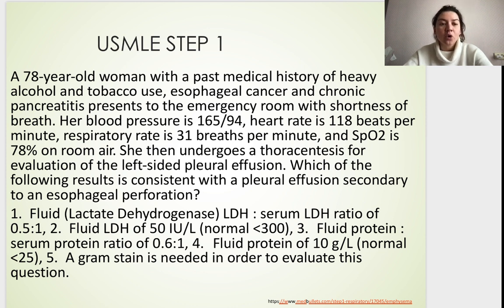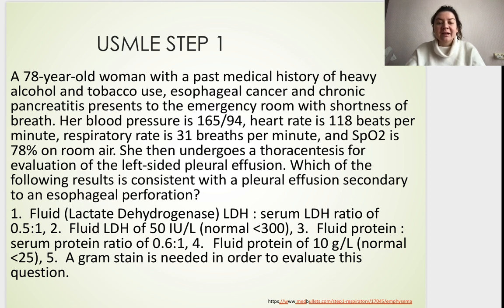A 78-year-old woman with a past medical history of heavy alcohol and tobacco use, esophageal cancer and chronic pancreatitis presents to the emergency room with shortness of breath. Her blood pressure is 165/94, heart rate is 118 beats per minute, respiratory rate 31, saturation 78 on room air. She then undergoes a thoracocentesis for evaluation of the left-sided pleural effusion. Which of the following results is consistent with pleural effusion secondary to an esophageal perforation?